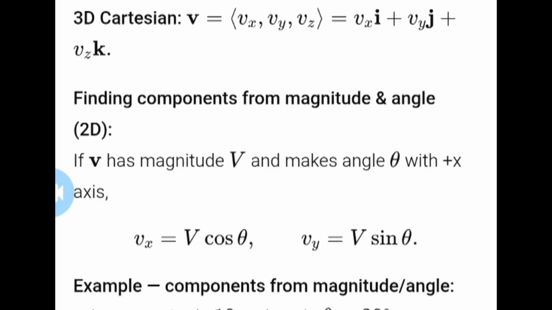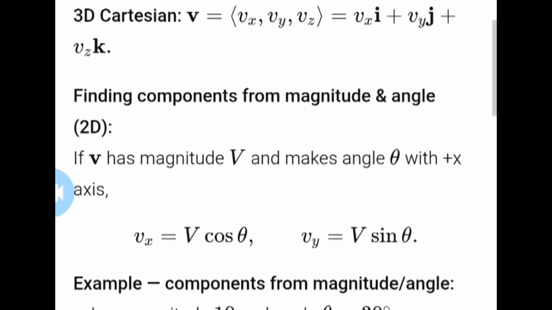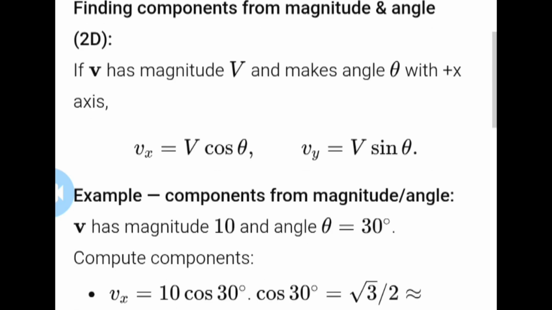3D Cartesian, v equals (Vx, Vy, Vz). So the difference between the 3D Cartesian and the 2D Cartesian is that there is an additional axis added to it, which is nothing more than the z axis. And we have added k as an alternative to it. So Vx, Vy and Vz becomes Vx i plus Vy j plus Vz k. Finding components from magnitude and angle.